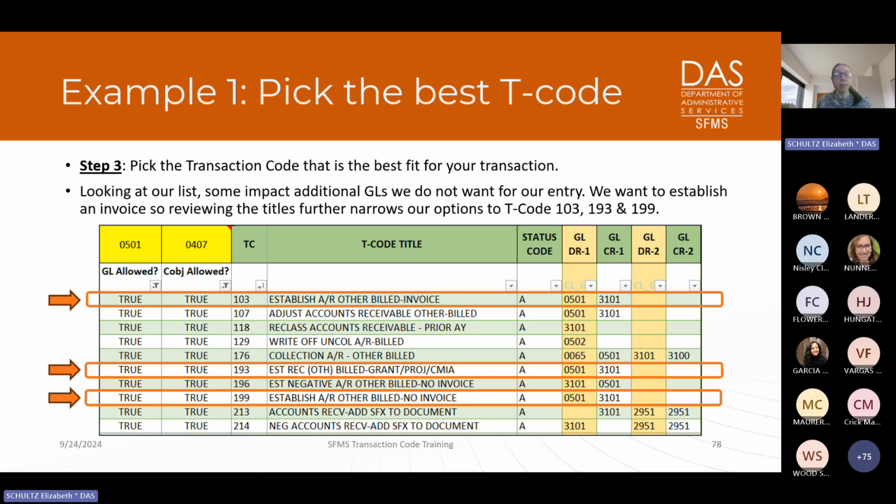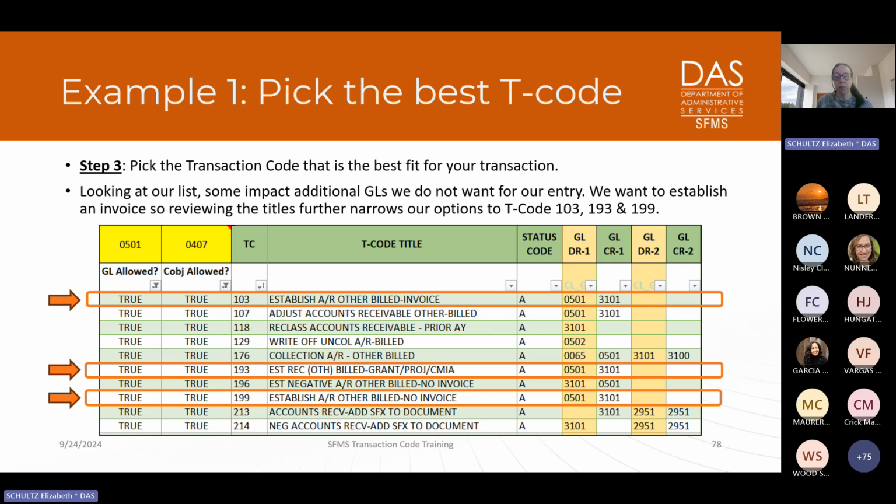So we completed step 2. We kind of started the process of finding what T codes may work. And now we're moving on to step 3 and trying to really find the best one in that smaller list for our transaction. So we can see these are active T codes. We can start looking at the GLs that debit and credit the items that we want. So, you can see there's some other GLs in here that maybe we don't want to impact, so we can throw those ones out. Also looking at the titles.